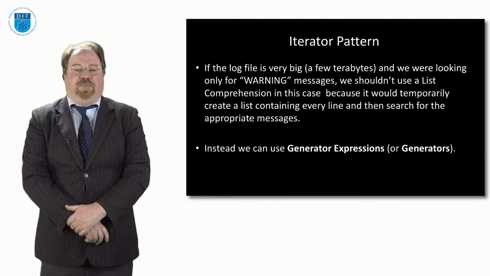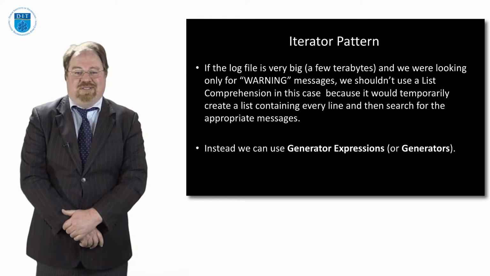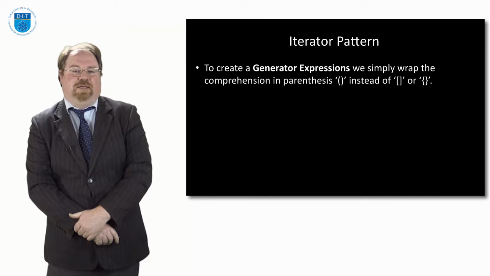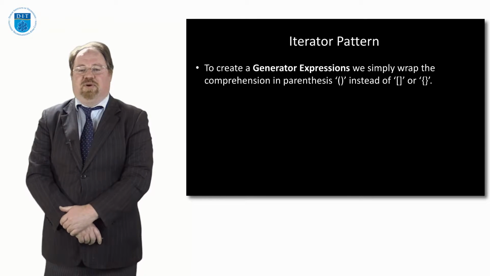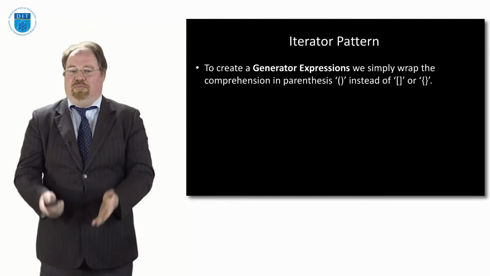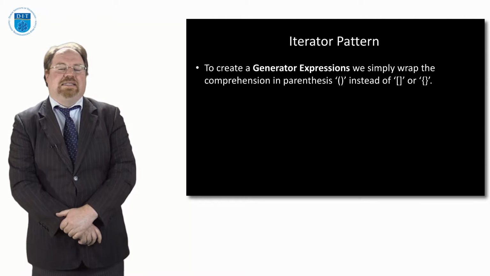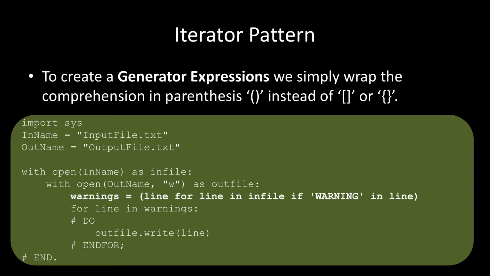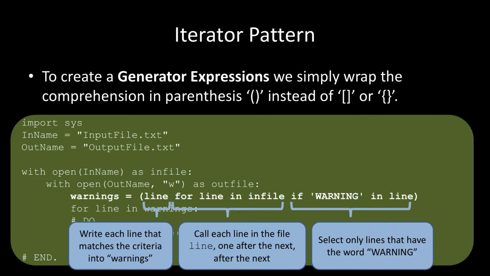Whereas if we use a generator expression, it doesn't create the big list first. It just finds the ones you want and puts them in a list straight away. So instead of using square brackets or curly braces, we just use normal parentheses, and that indicates it's a generator expression. So let's say we have our input file, which is a log file, and we open that, and we open an output file, and we are just searching for warnings. Then it's the same thing again: return any line for each line in the file if the word warning is in the line. So it's exactly like a comprehension. The only difference is the shape of the brackets.